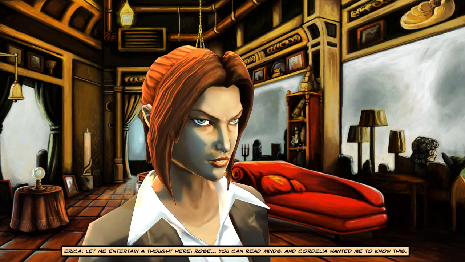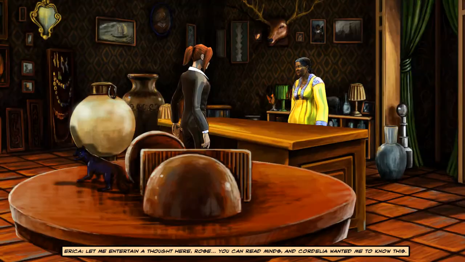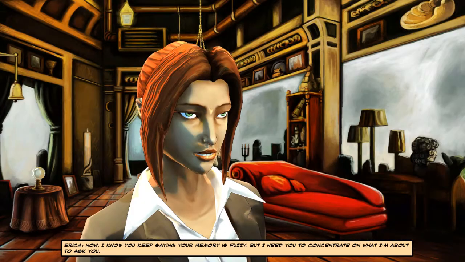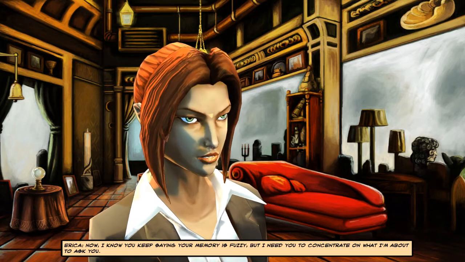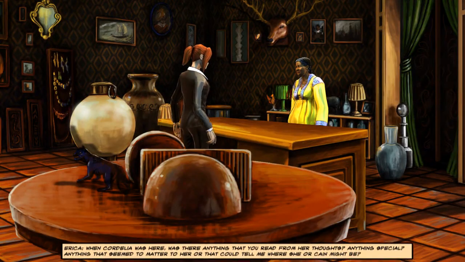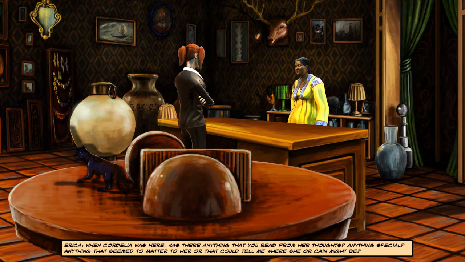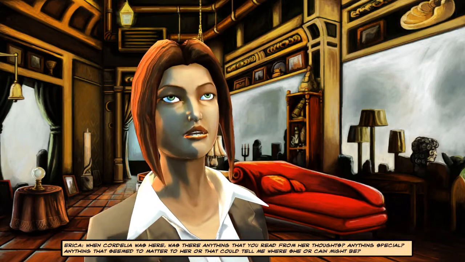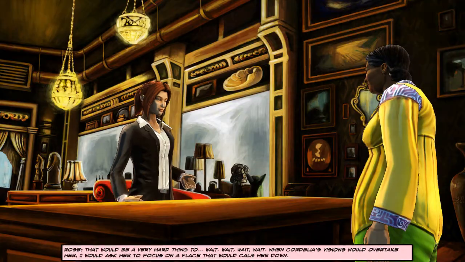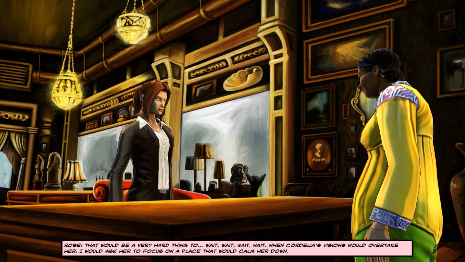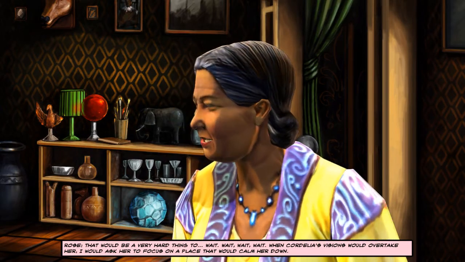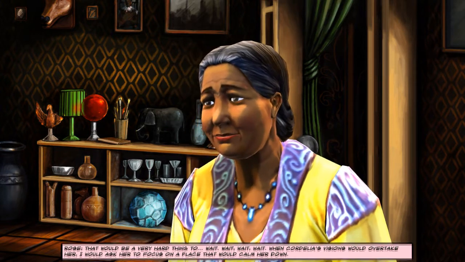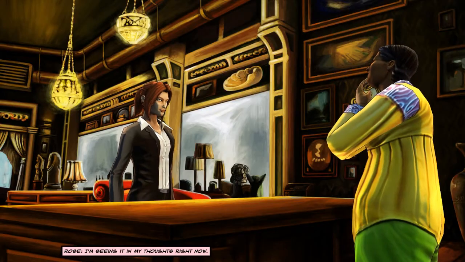Let me entertain a thought here, Rose. You can read minds, and Cordelia wanted me to know this. Now, I know you keep saying your memory is fuzzy, but I need you to concentrate on what I'm about to ask you. Go on. When Cordelia was here, was there anything that you read from her thoughts? Anything special? Anything that seemed to matter to her or that could tell me where she or Kane might be? That would be a very hard thing to... Wait. When Cordelia's visions would overtake her, I would ask her to focus on a place that would calm her down. And did you read her? I'm seeing it in my thoughts right now.